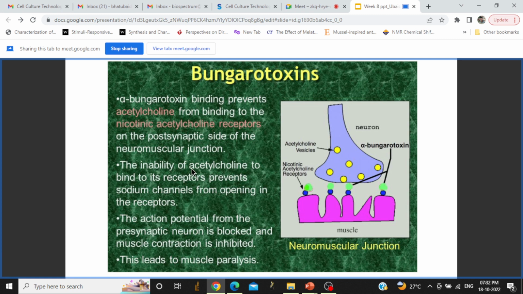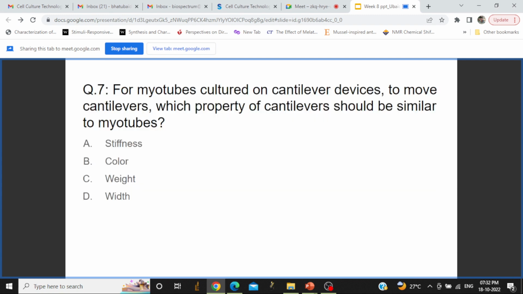So there are other toxins also. Some may bind to the postsynaptic, some may bind to the presynaptic neurons, and they will lead to some defects or some diseases. So another question is, for myotubules cultured on cantilever devices, to move cantilevers, which property of cantilever should be similar to myotubules?